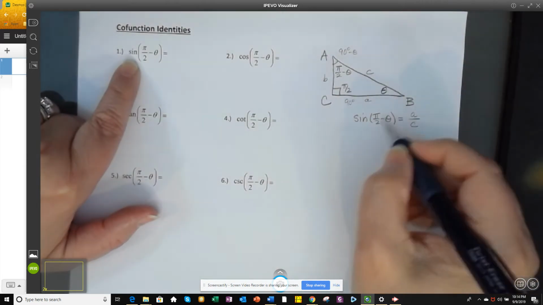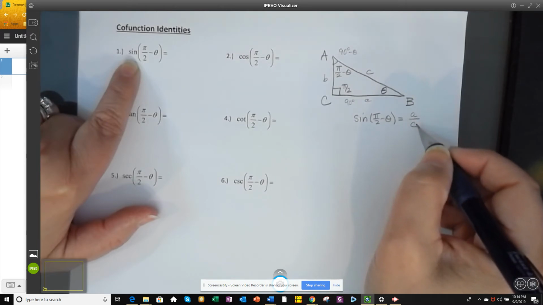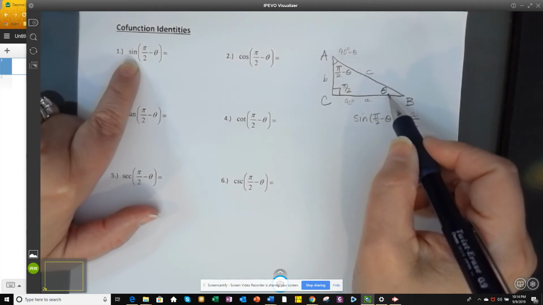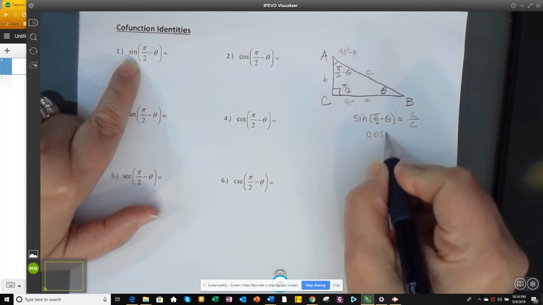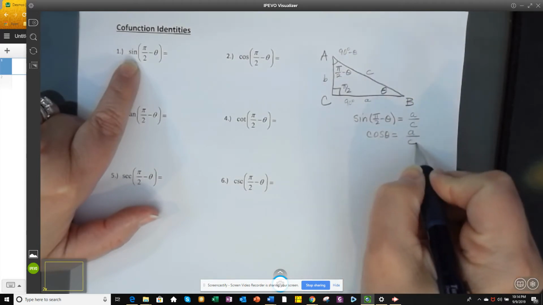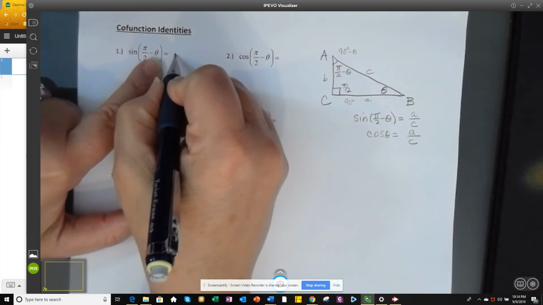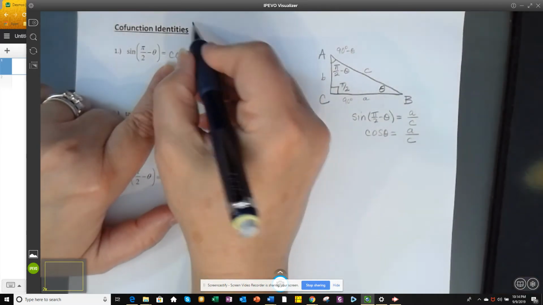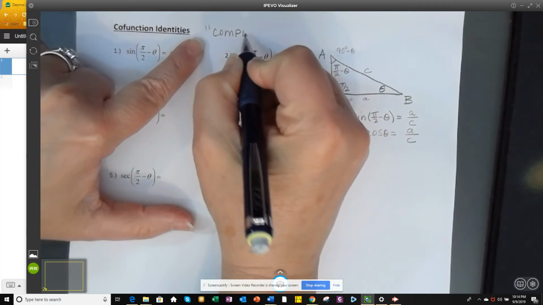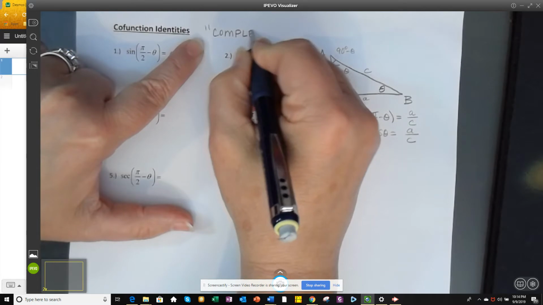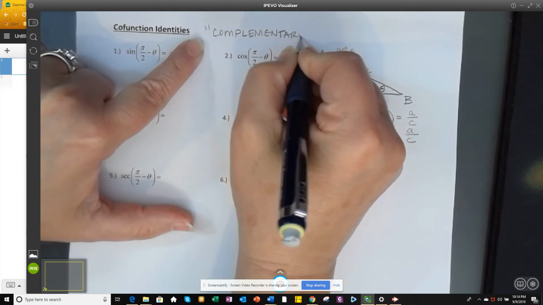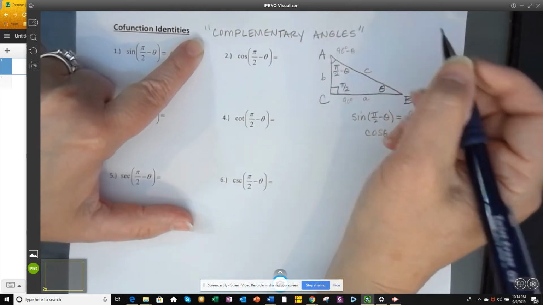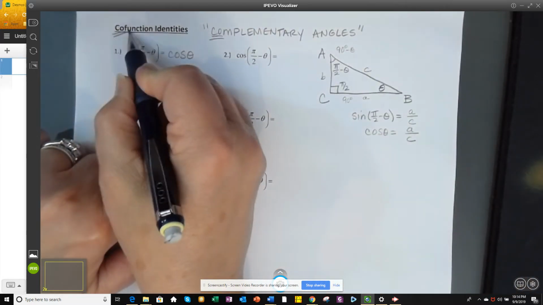Well, is there another angle that has that same ratio, or another trig function or trig ratio that has that same a over c? Well, if I have a over c, that could be the adjacent to this one. So I could say cosine of theta is equal to a over c. And do you see how they're equal? So I'm going to say this is cosine of theta. Okay. And this works because they're complementary angles.